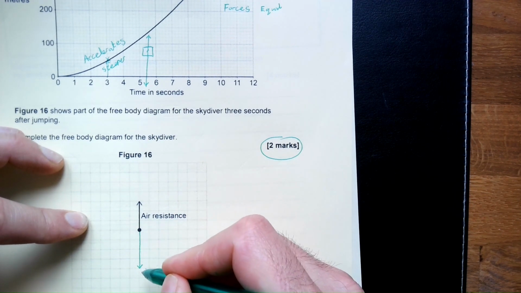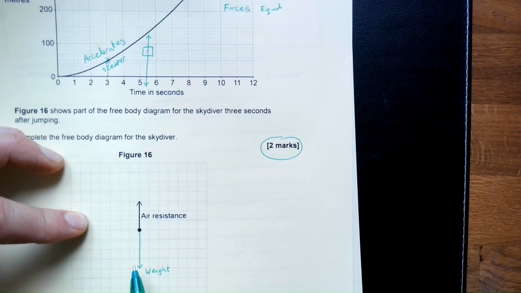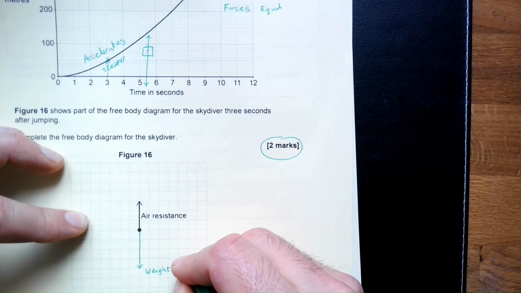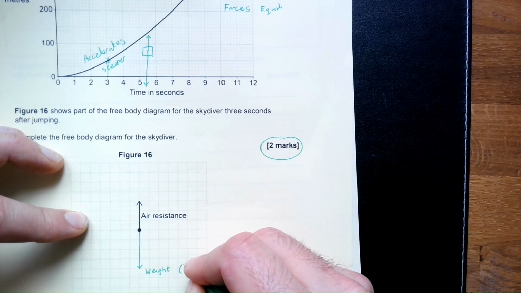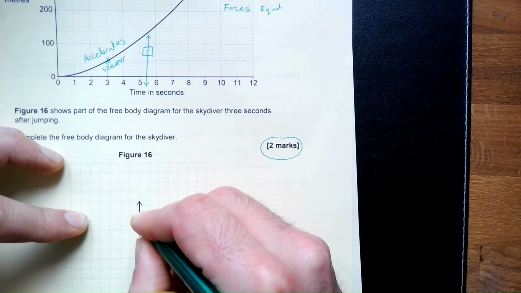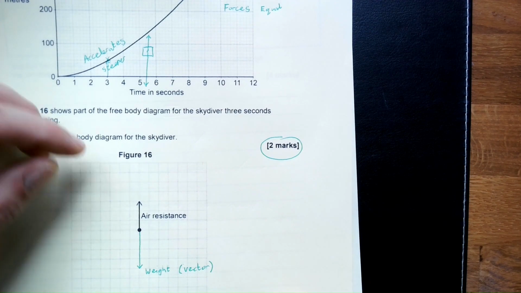Now we know the size of the force because of the length of the arrow, and we know the direction of the force because of the direction in which the arrow is pointing. So as we said, weight is a vector because it has magnitude, so size, and direction. So here's the final question.